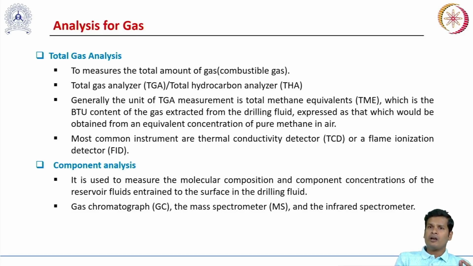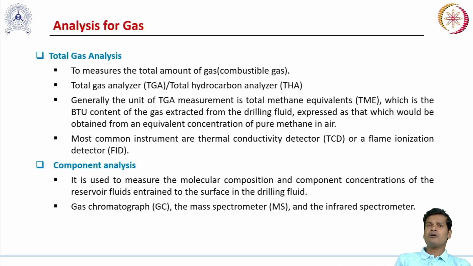So in the mud log, you will see that total gas analysis result written as total methane equivalent, which is nothing but the BTU content in the gas extracted from the drilling fluid, expressed as that which would be obtained from an equivalent concentration of pure methane in air. At the surface, we could have different types of instruments for total gas analysis, which could be the flame ionization detector or hot wire analyzer or thermal conductivity detector also.